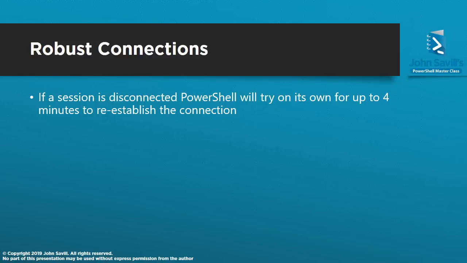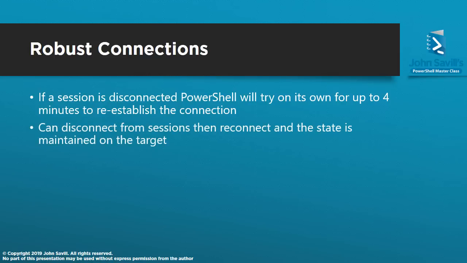Robust connections. With improvements made over the various versions of PowerShell 3, it will try to detect an unexpected loss of connectivity between the client and the server. It will try to reestablish the connectivity and resume any execution, again, automatically. It's going to keep trying for up to 4 minutes. I can disconnect from a session and then reconnect, and the state is maintained. Another nice capability there.